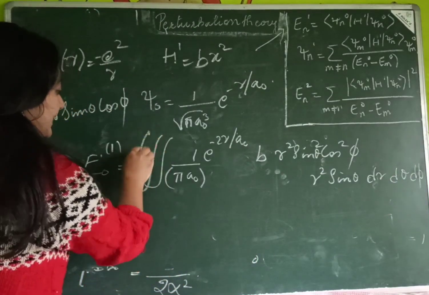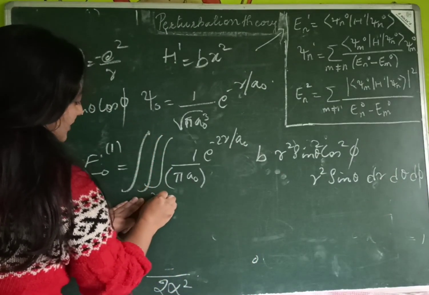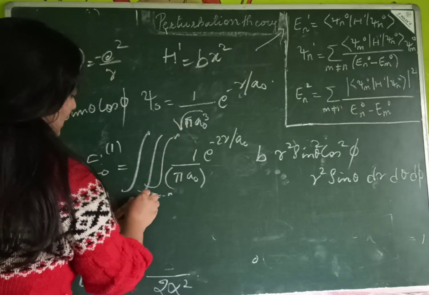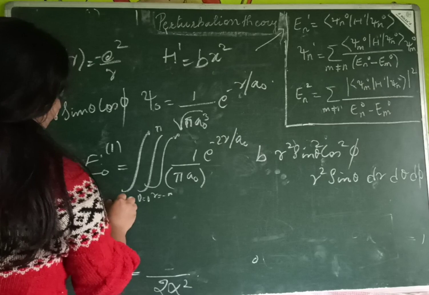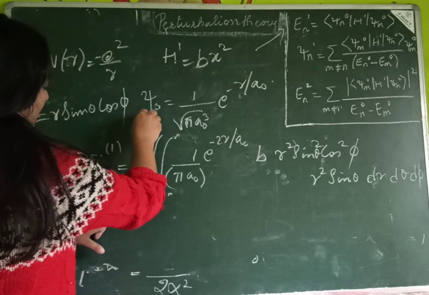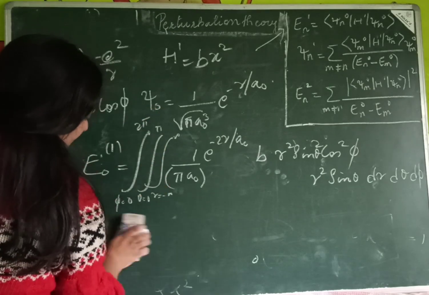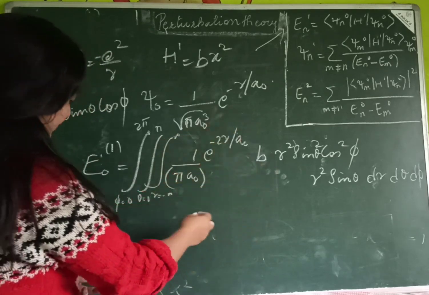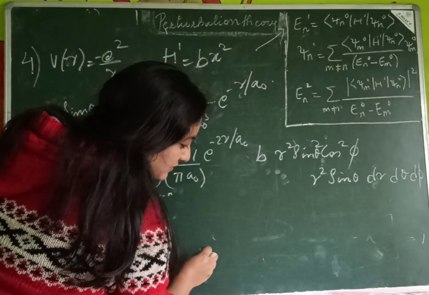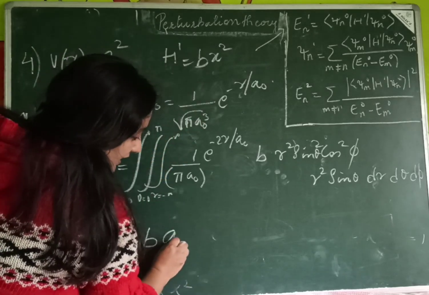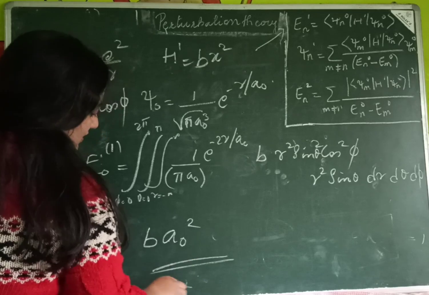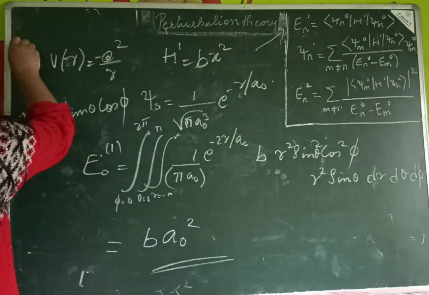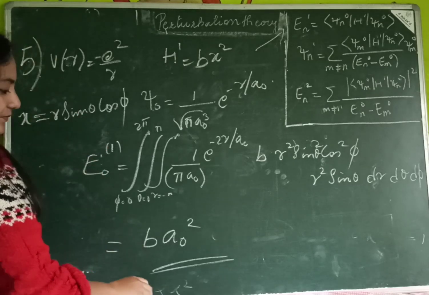Hence I have three integrations wherein my r runs from minus infinity to infinity, your theta runs from 0 to pi, and phi runs from 0 to 2 pi, right? So you can perform the integration, right? So this again is a simple integration, but for r you need to use gamma functions. So the final answer comes out to be something like b a naught square, right? Okay, so this one is for your problem number 5. Thank you.